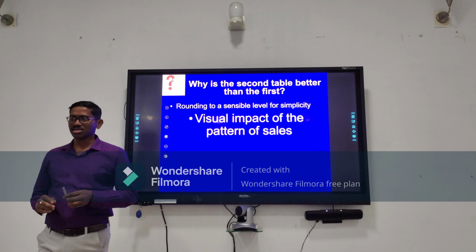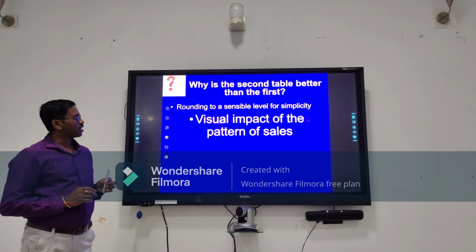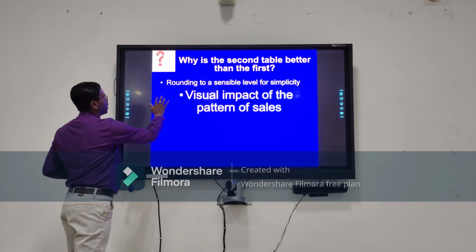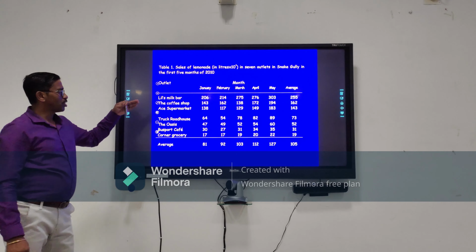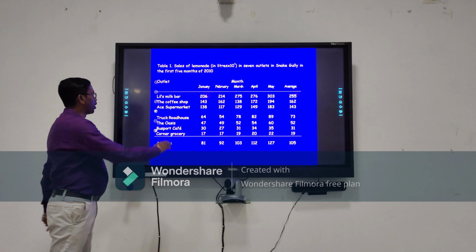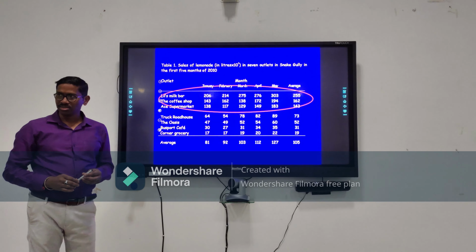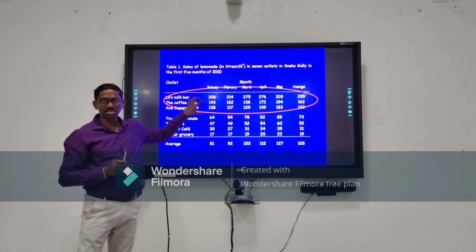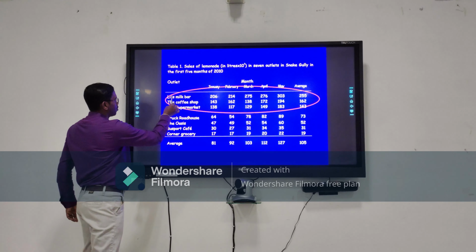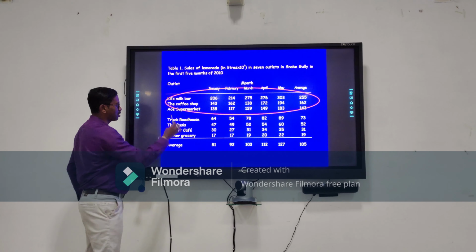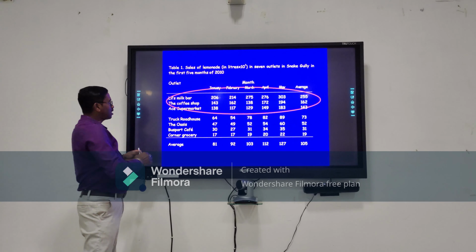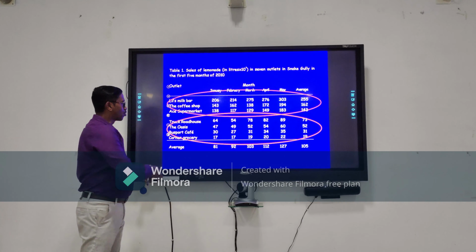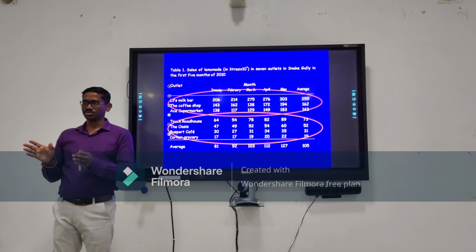Again, the same question arises, why is the second table better than the first? The second answer will be the visual impact of the pattern of sales. Here we have presented the data in a very beautiful way, where 2 groups have been made. The sale records which were of 3 digits were placed in one group, that is first, second, third outlet, and the sale records with 2-digit sales were grouped in another group.